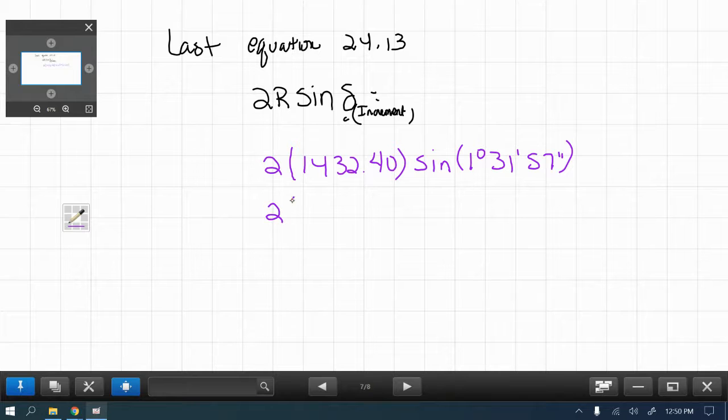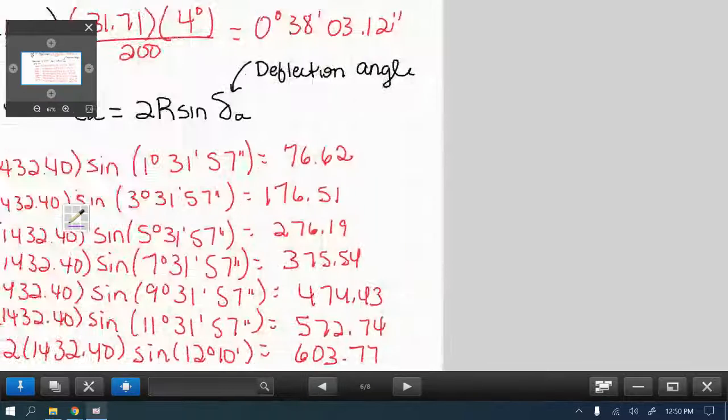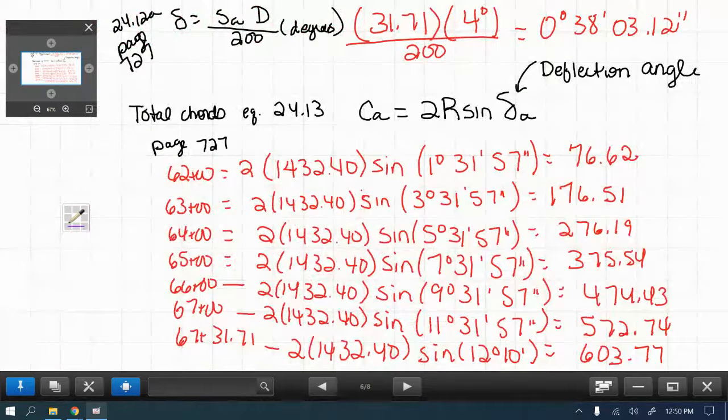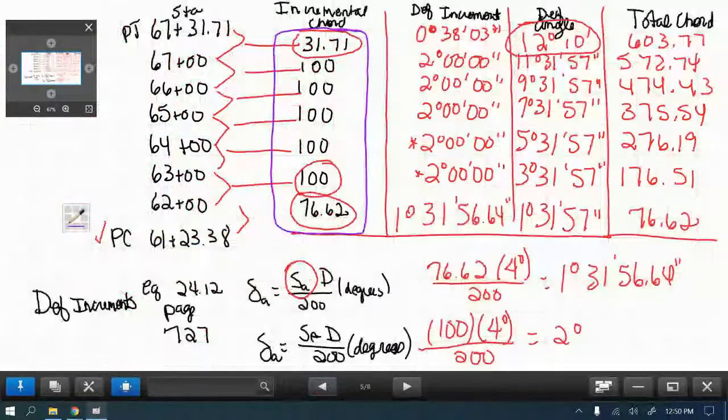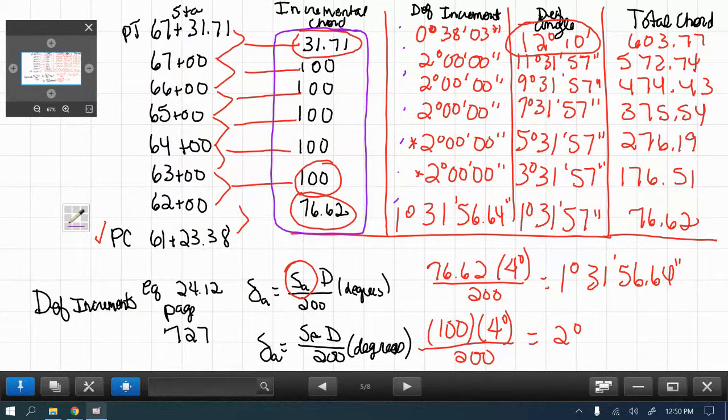And then the second one would be 2 times that's sine 2 degrees. Because those are all 2 degrees. So I'm putting this number in, then I'm going to do all of these, and then I'll do that end one, which is 0.3803.